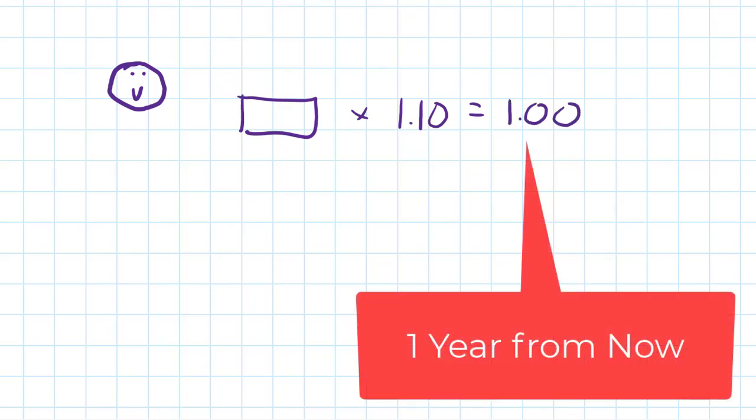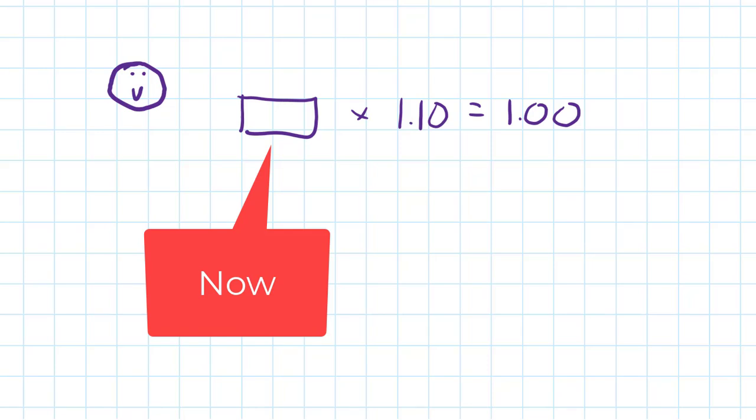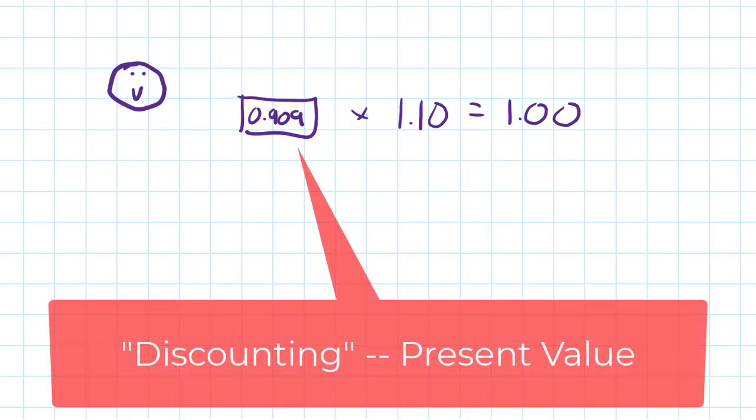I want to answer the question, in 1 year's time, I would like $1 sitting in the bank. At a 10% interest rate, how much would I deposit now? So my investment is equal to $1. So now we're dividing the 1 by the 1.1, and we get 0.909. That is known as the present value. So the present value of $1 in 1 year's time is 90.9 cents.